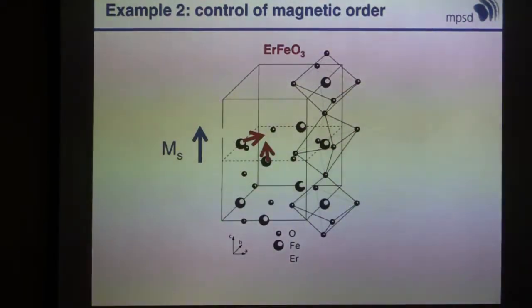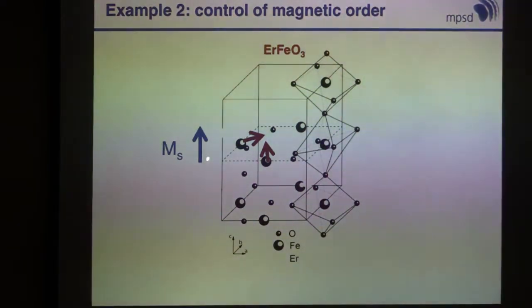This is again a cross-section of things that I'm interested in. So now let's take this material, erbium ferrite. This is a multiferroic, which means that it's a material in which you have magnetic order, but there's also a structural order parameter, so it's a ferroelectric phenomenon, and these two order parameters are coupled. The reason why these are very interesting is that, in principle, you can try to manipulate the magnetism by using electric fields. That's why people are interested in it.